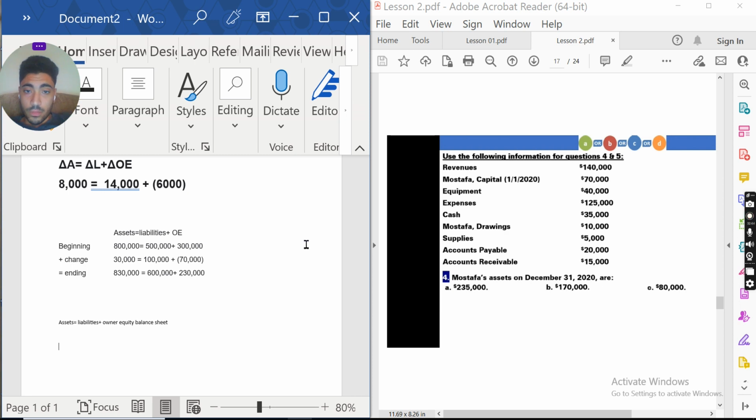Mustafa's assets on December 31, 2020 are... What are the assets here? Okay, let's calculate the assets, please. We have equipment, Mustafa capital, revenues. Is revenues an asset? No. Is equipment an asset? Yes. So we have equipment for £40,000. We have cash for £35,000.